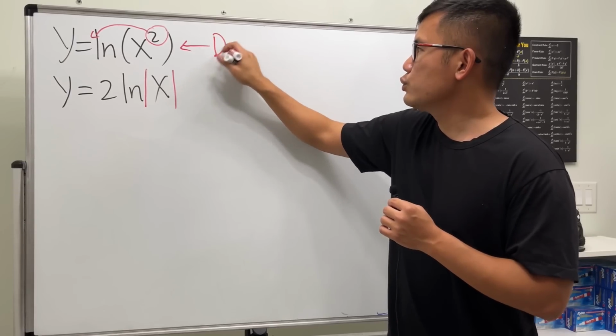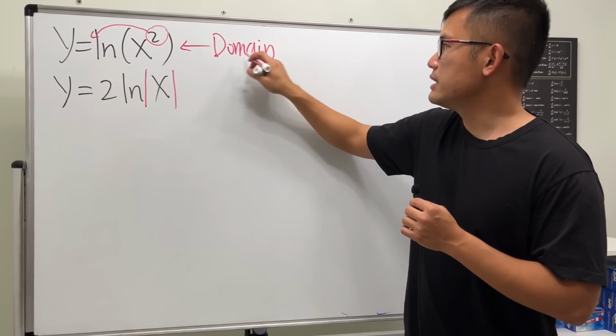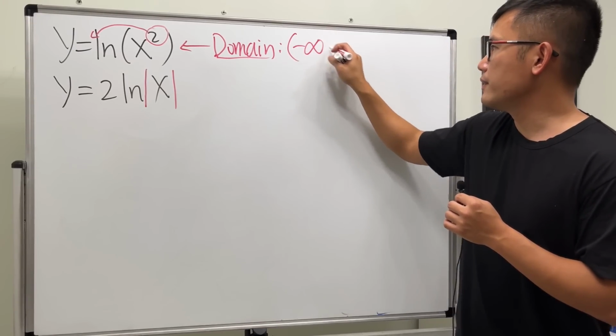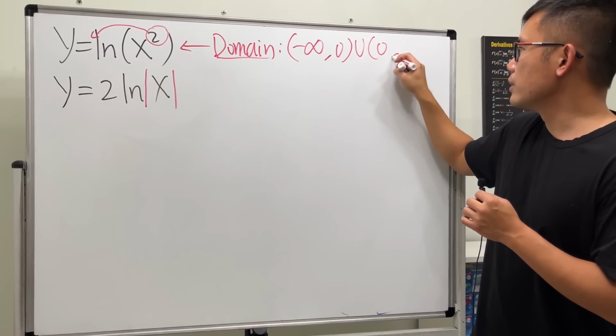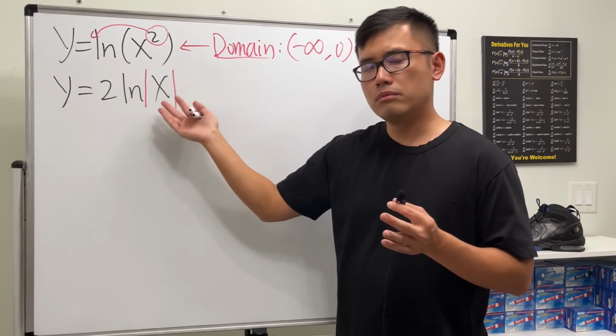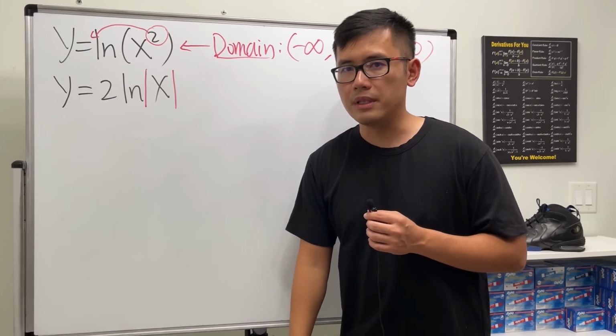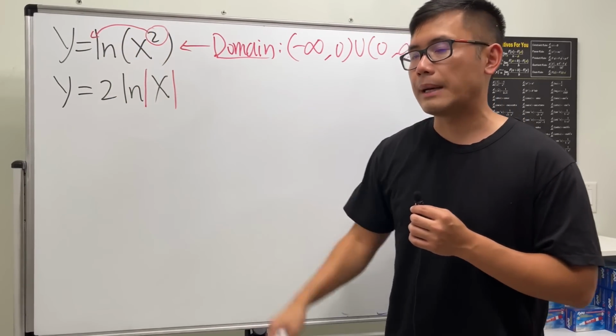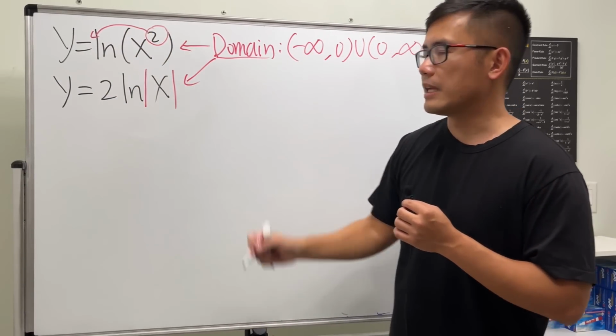The domain for this one right here is the set of all real numbers except for 0. So I can write it down as from negative infinity to 0, union from 0 to infinity. So if we didn't have the absolute value, unfortunately x can no longer be negative. So that's why when you put a 2 to the front, make sure you attach the absolute value so that they will have the same domain.